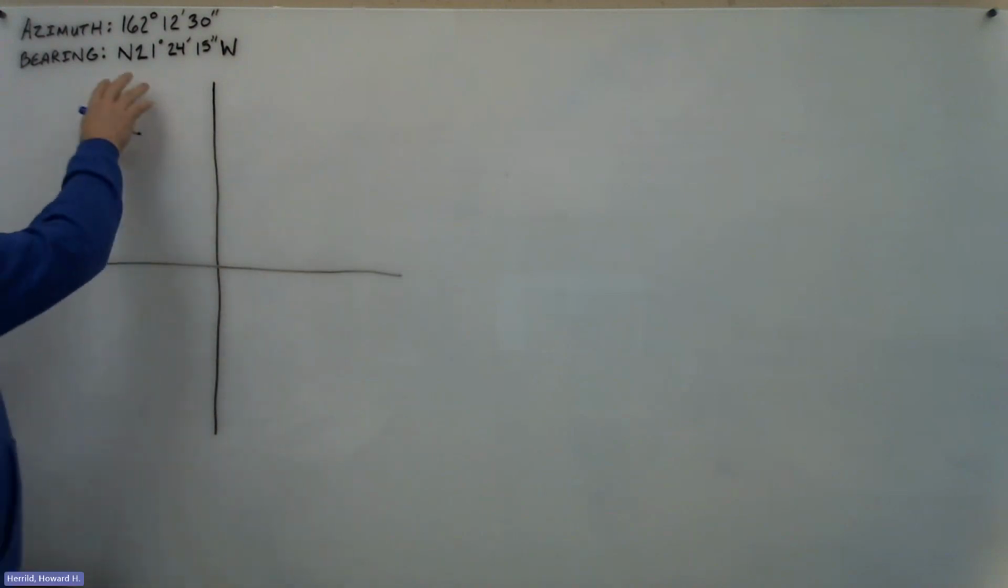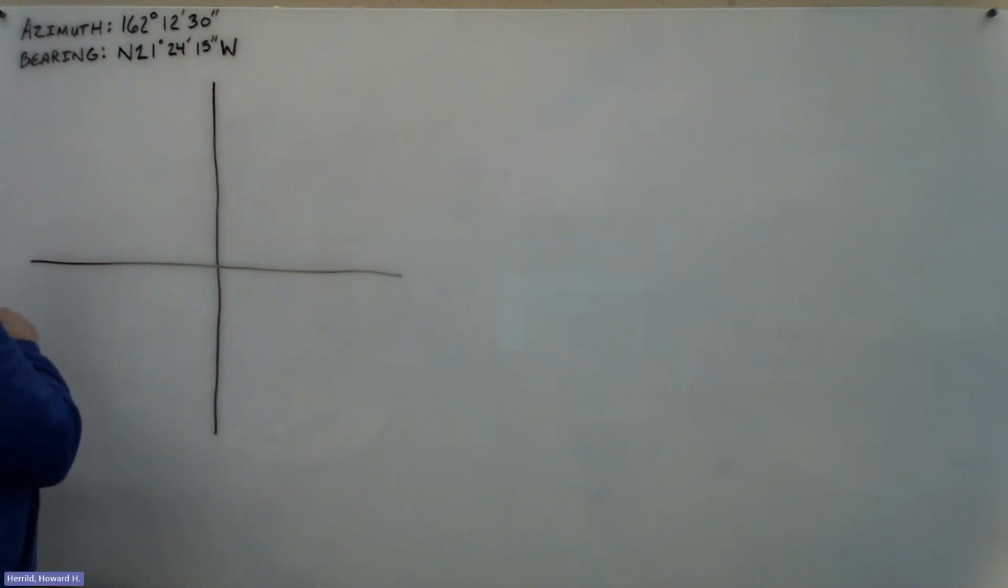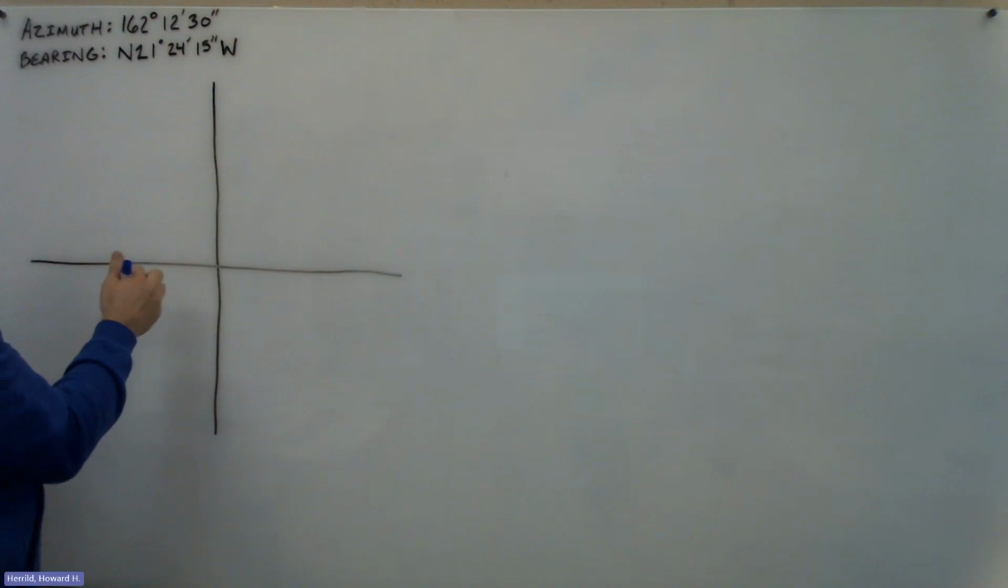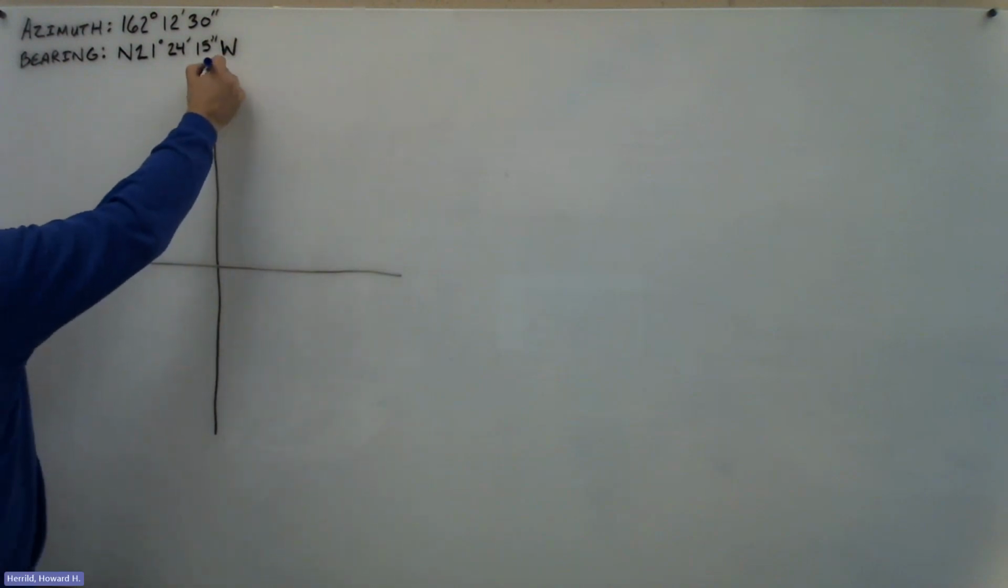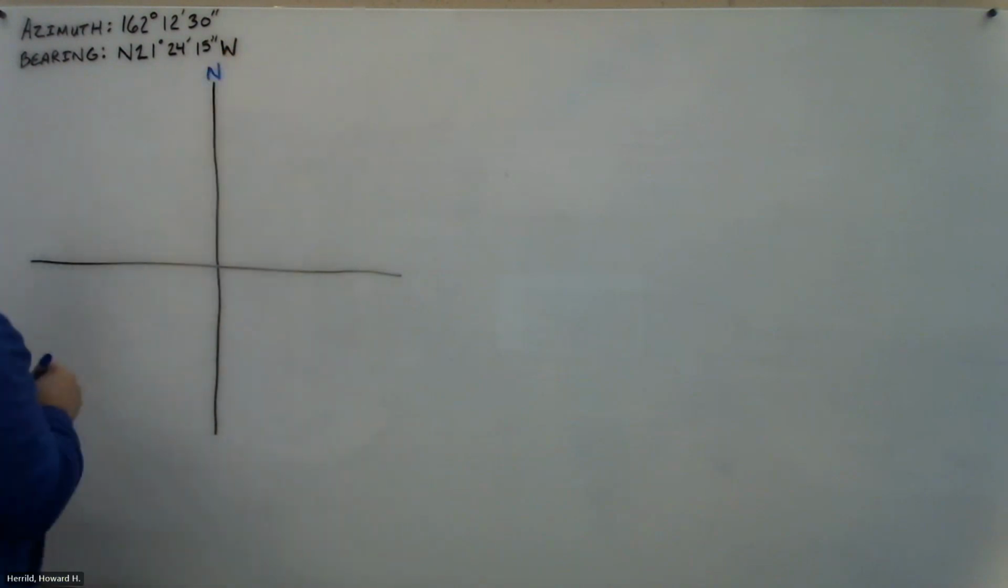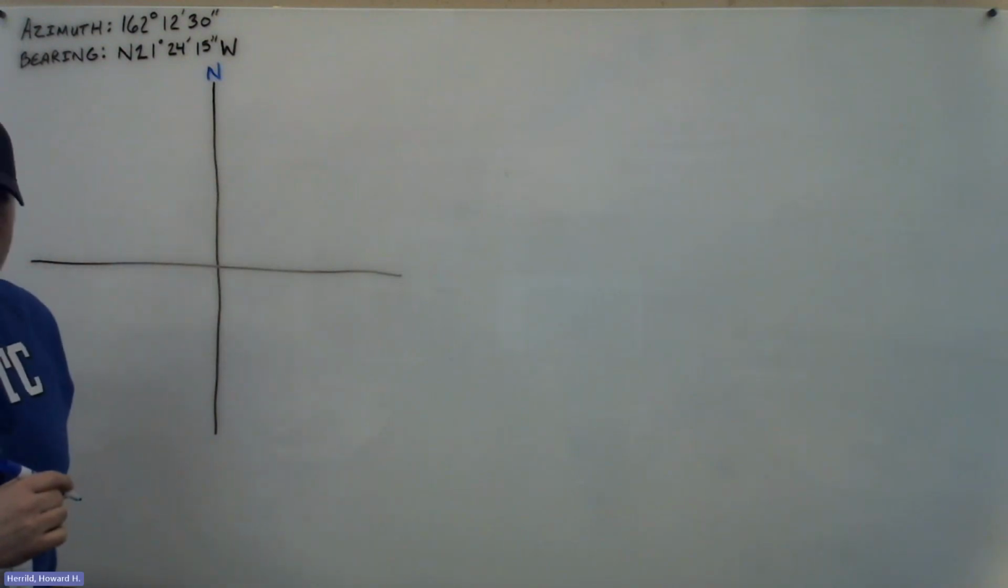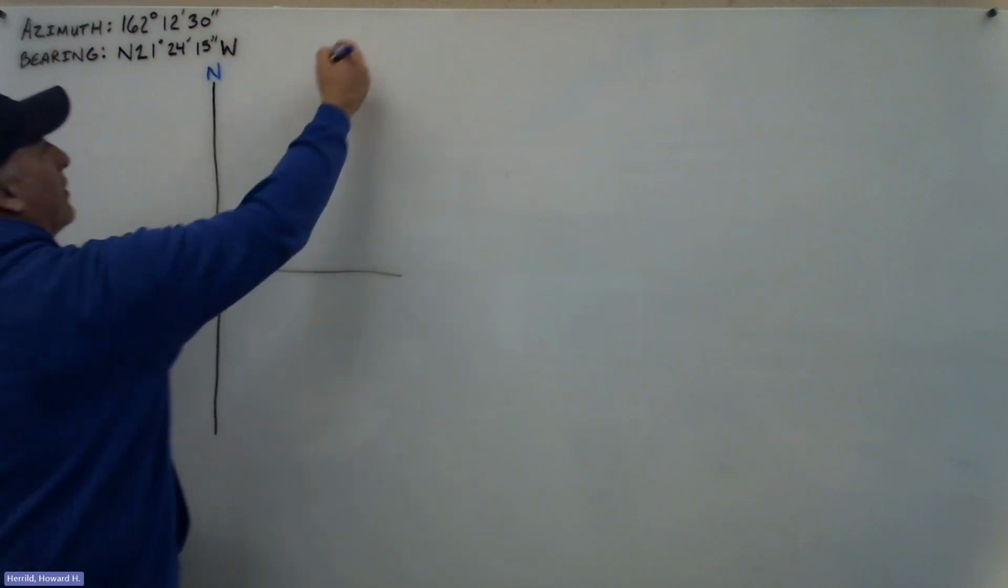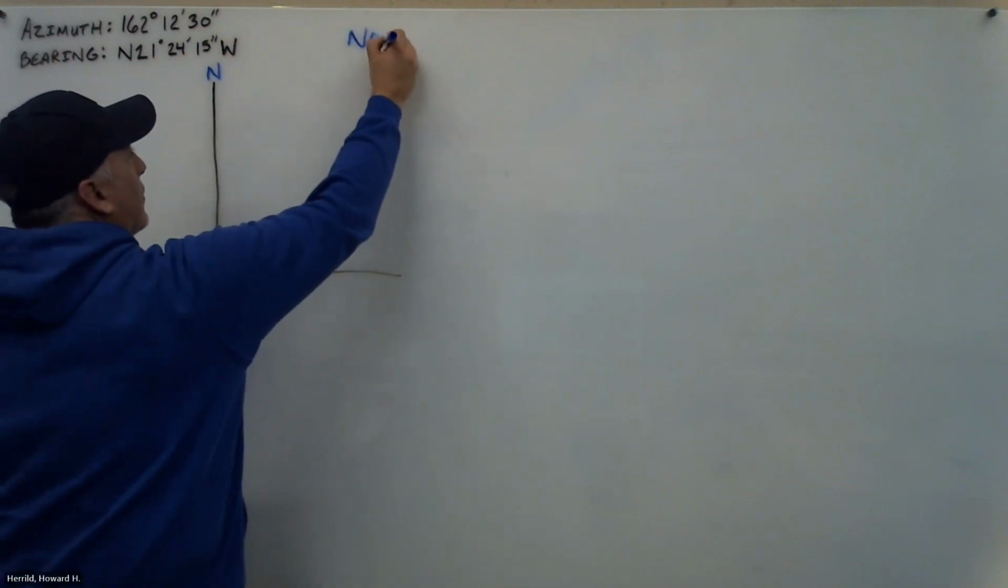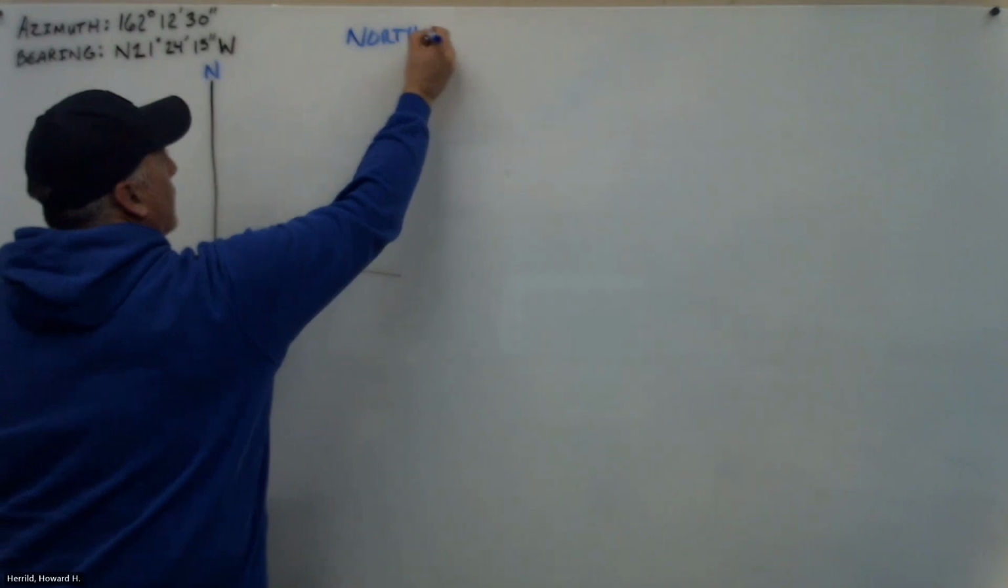And we'll see how this goes. So I have this northwest bearing here that I'm going to turn into an azimuth. So I'm going to go from a north azimuth. That's what we want to figure out first, is a north azimuth. So I'm looking for a north azimuth.